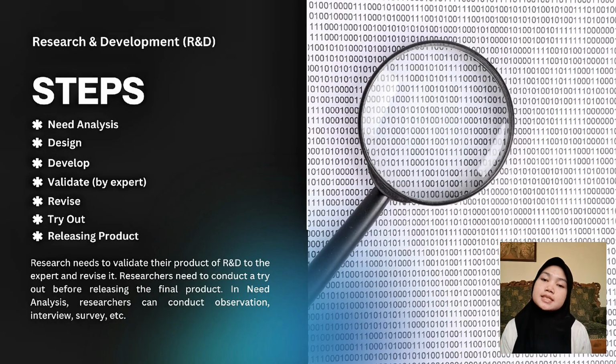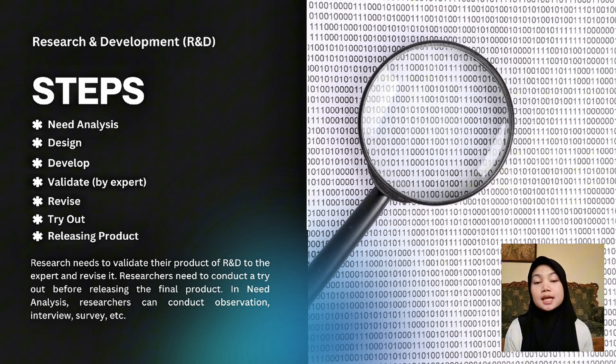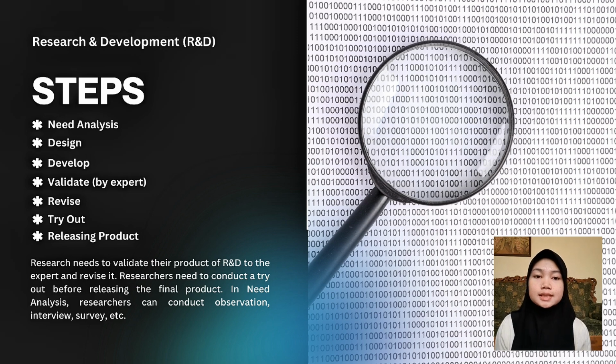And the next is the steps of the research and development method in general. The first is need analysis, design, develop, validate by expert, revise, try out, and then the next step is releasing the product. Researchers need to validate their product of research and development to the expert and revise it. Researchers need to conduct a tryout before releasing the final product. In need analysis, researchers can conduct observation, interview, survey, etc.